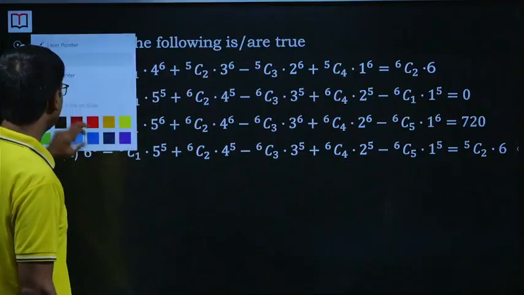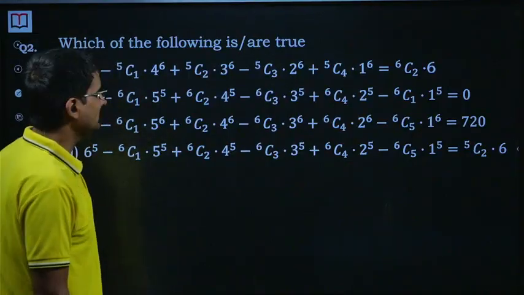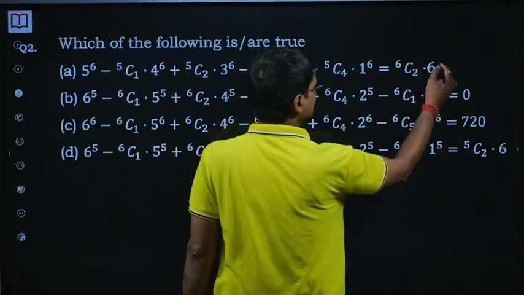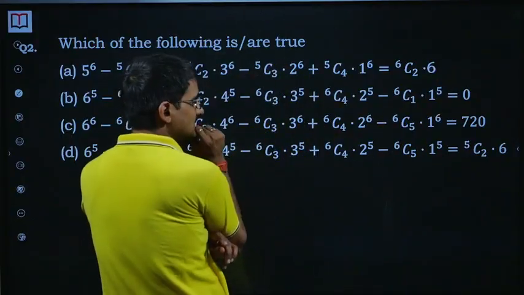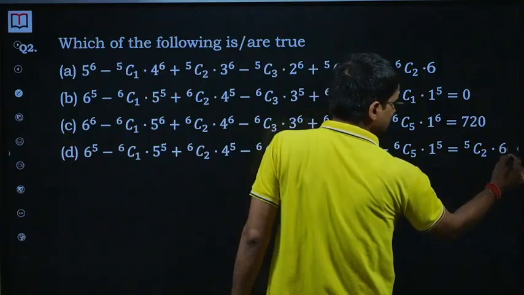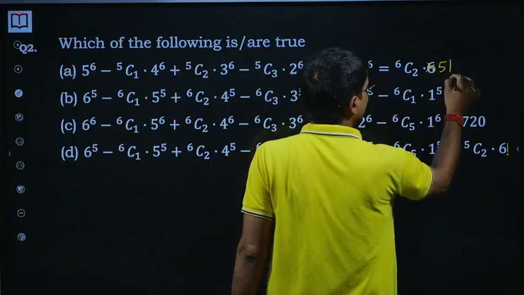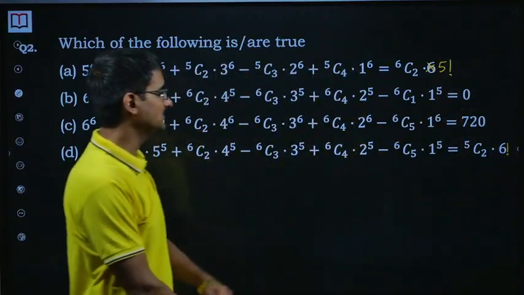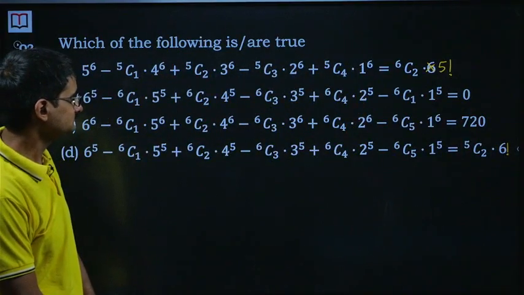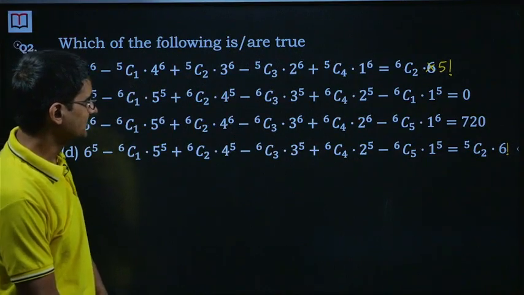And then moving to the next one. Which of the following is our R2? There's a correction here. In the PDF, this should be 6 factorial here, and in the PDF itself, if I am not wrong, it should be 5 factorial there. So 6C2 into 5 factorial.